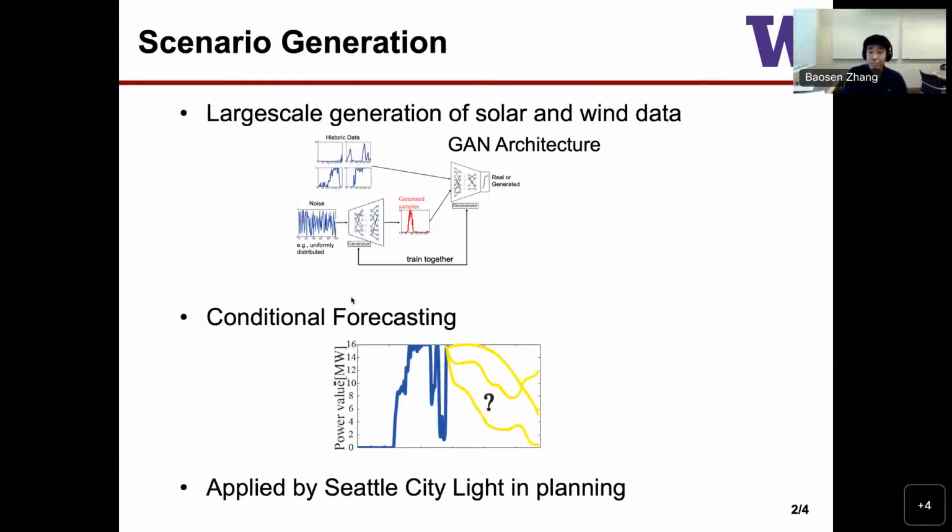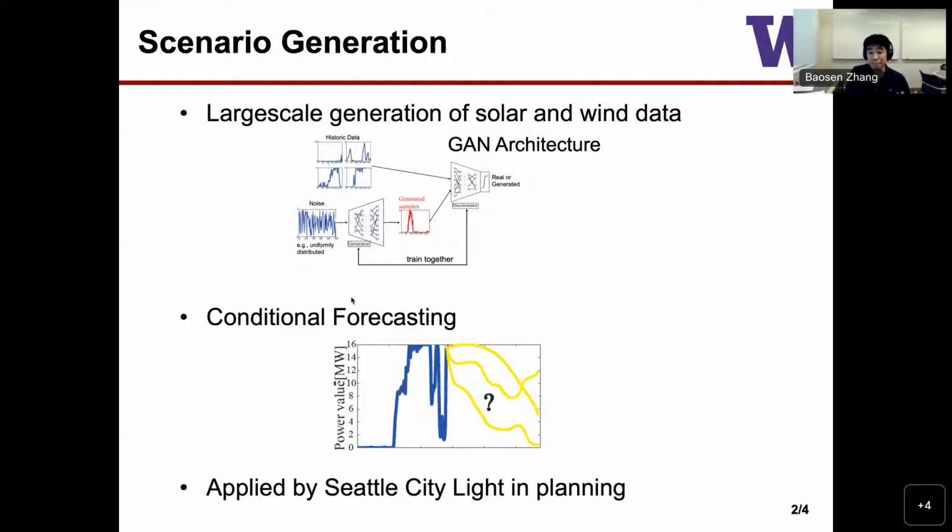So one of the first things we did in this space is scenario generation. As we plan for the grid of the future, or as we plan for larger penetration of renewables, one thing is we want to generate plausible scenarios of, let's say, wind or solar. So one place where deep learning or AI has played an important role is to make this process much, much easier. So using something called a GAN, we can reliably generate a very large amount of data.